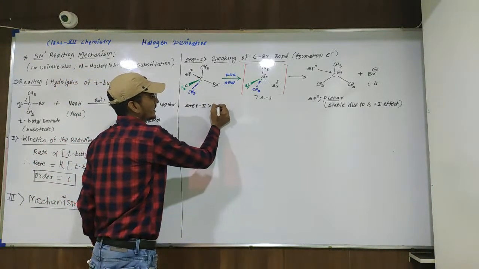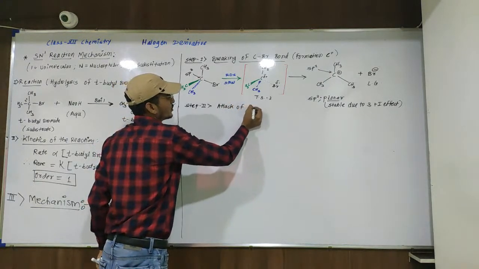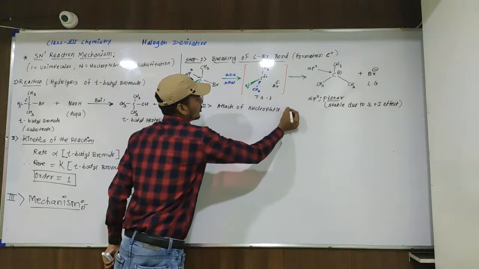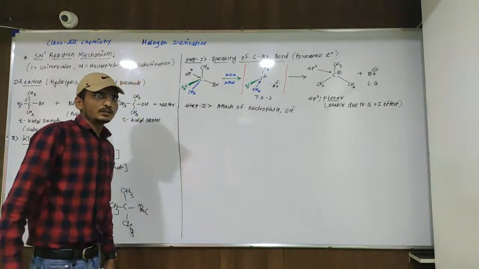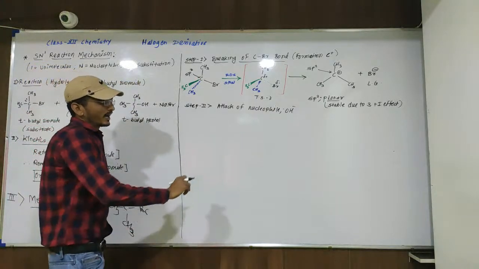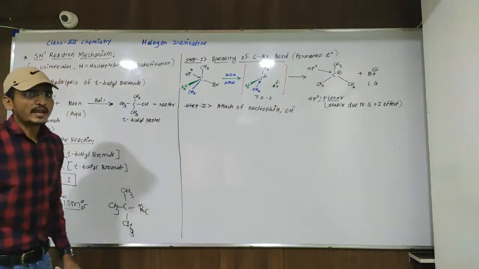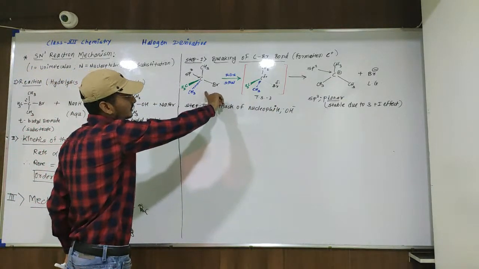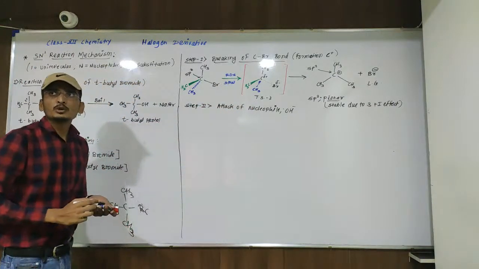So what is the step number second here? Attack of nucleophile. So which nucleophile here? So there is a nucleophile OH minus. Even a weak nucleophile does the reaction, because the carbocation is stable, so the nucleophile easily attacks from the back or front side. Okay, so that is how the tertiary sp3 hybridized carbon is converted into the sp2 carbon.